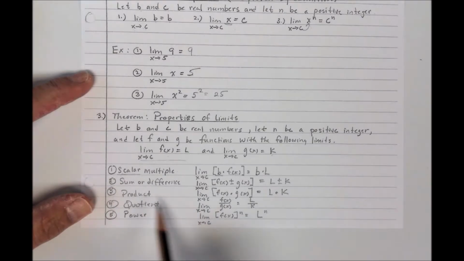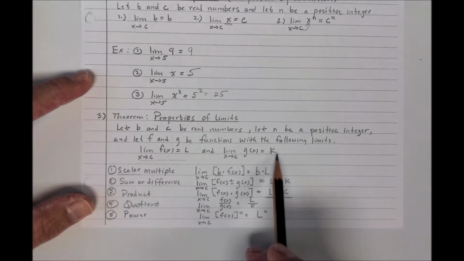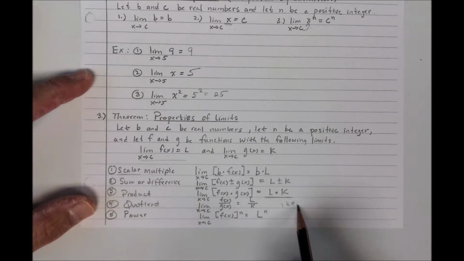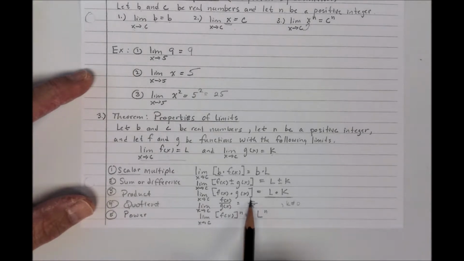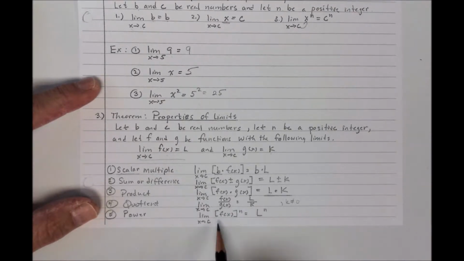The limit for a product as x approaches c of f of x times g of x is equal to this limit times this limit. So the limit of a product is equal to the product of the limits, L times K. The limit as x approaches c of f of x divided by g of x, assuming that K is not equal to 0, I'll make the statement that K cannot be 0, is equal to the quotient of their limits, L divided by K. And for a power, which is just an expansion on a product, the limit as x approaches c of f of x raised to the nth power, well, we know the limit of f of x as x approaches c is L. This is equal to L raised to the nth power.